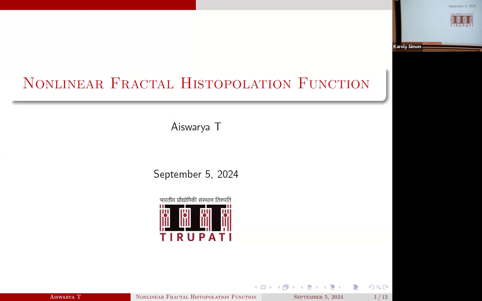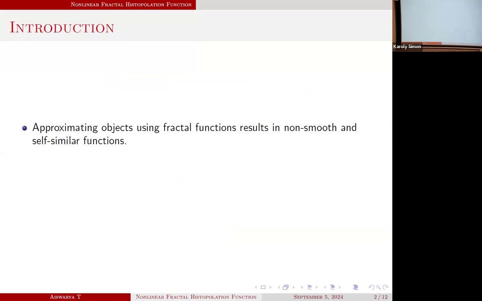So good evening, everyone. I'll be talking about the construction of nonlinear fractal histopolation functions. In classical geometry, we approximate objects with smooth functions, whereas in fractal geometry, using fractal functions, we approximate objects with non-smooth and self-similar functions. Histopolation is a technique in numerical analysis where we find functions which have the same area as a given histogram.